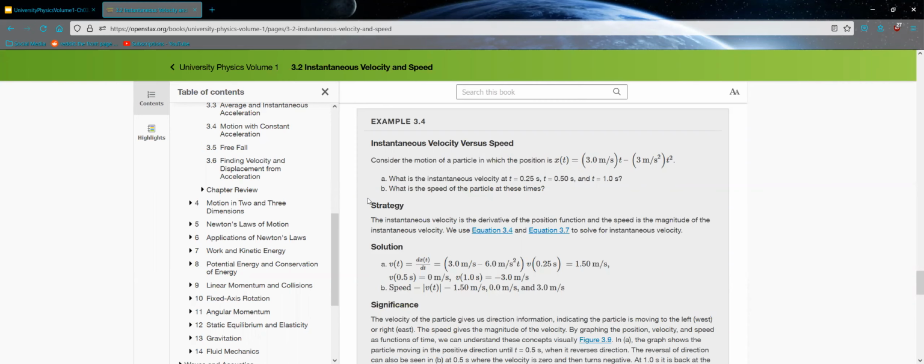So let's consider a particle. Let's consider the motion of a particle in which the position is x of t equals 3 meters per second multiplied by t, of course t being time, x being position, minus 3 meters per second squared. So meters per second is a velocity. What is meters per second squared? That's an acceleration, right? Times t squared. So use this information. Can you figure out the instantaneous velocity at 3 set time intervals? And can you figure out the speed of the particle at these time intervals?